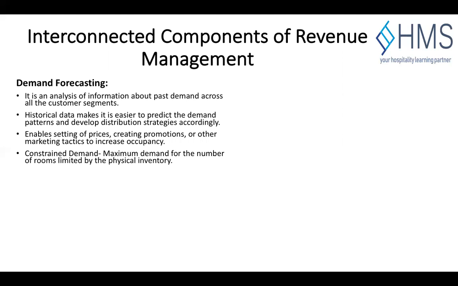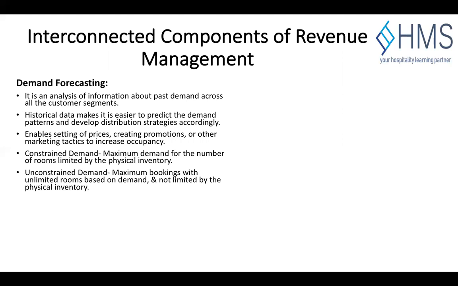Then there's a concept of constrained demand and unconstrained demand, where constrained demand is only confined to the number of rooms by physical inventory. On the other hand, unconstrained demand is nothing but the maximum bookings a hotel can receive with unlimited rooms, based on demand and not limited by physical inventory. Now, these are revenue management tactics and strategies that play a very, very vital role via the booking channels and distribution channels. And here, most likely OTAs do play a vital role in this regard.